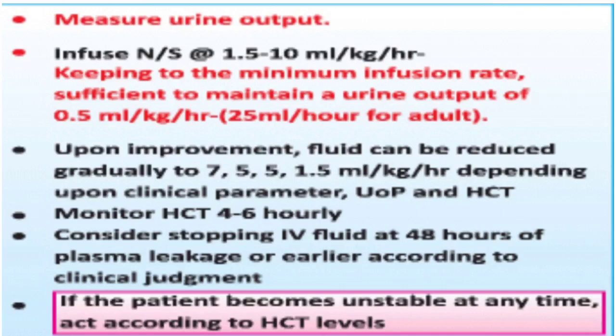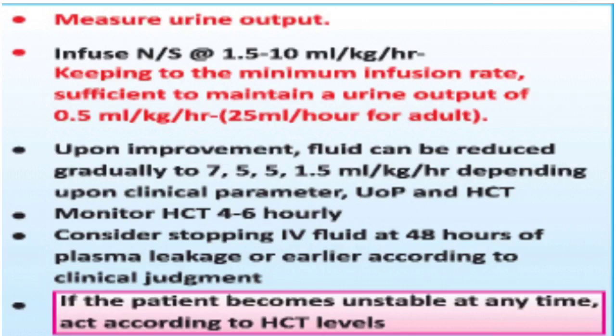Monitor hematocrit 4 to 6 hourly and consider stopping IV fluid at 48 hours of plasma leakage or earlier according to clinical judgment. So earlier, if the patient is having good urine output, you can gradually stop the fluids. If the patient becomes unstable at any time, act according to hematocrit levels.